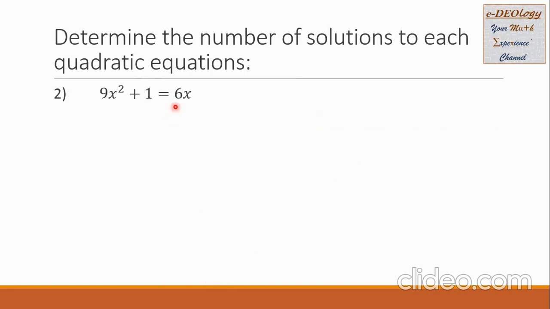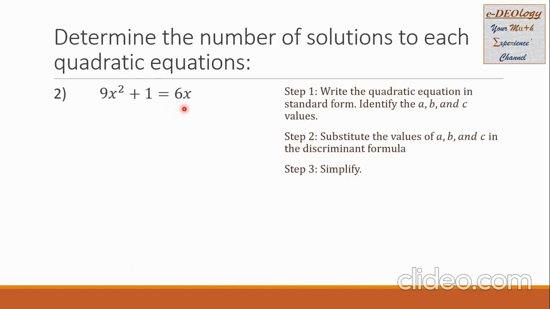Let's have example 2: 9x squared plus 1 equals 6x. First, let us write the quadratic equation in standard form. So this positive 6x on the right side of the equation is transposed to the left side, and the sign is changed. It is now negative 6x, and the right side is now equal to 0.